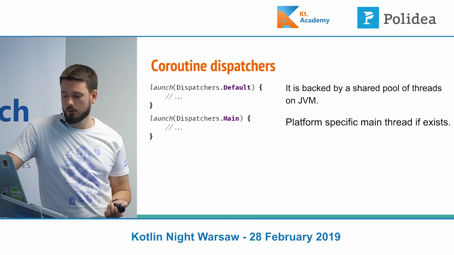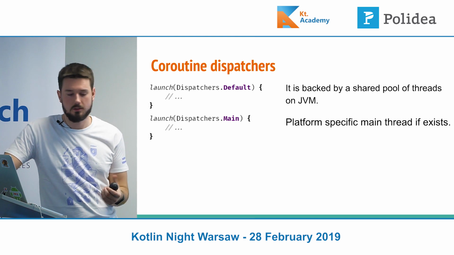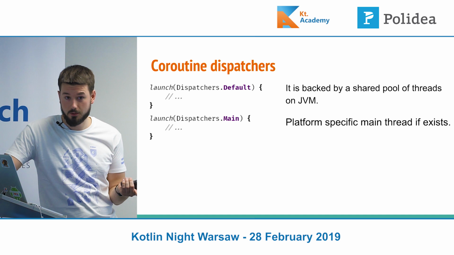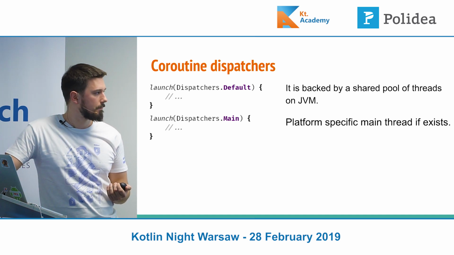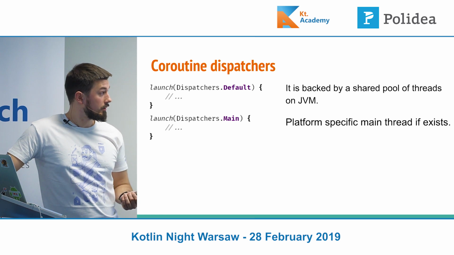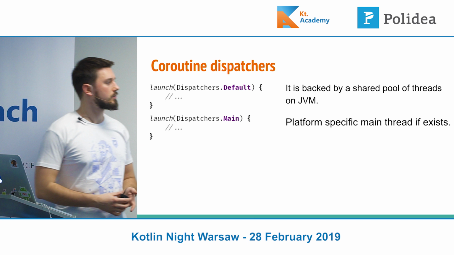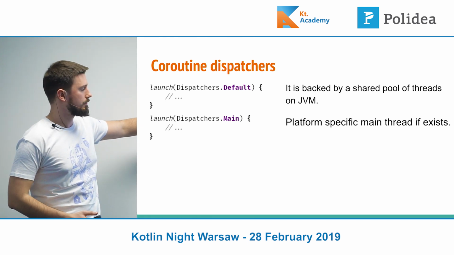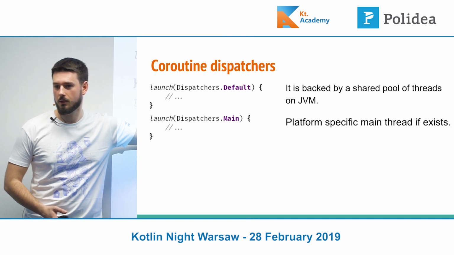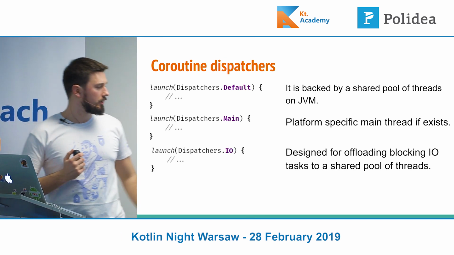Then you have Main. Main is only present on platforms that have some main thread. For instance, in Android, in iOS, because you have Kotlin Native that also supports coroutines. On JavaScript, it's of course the main thread. In TornadoFX, you also have a main thread. So it's not always there, but it's your main dispatcher if you are doing Android development. It will be your UI thread. Then you have the IO thread.